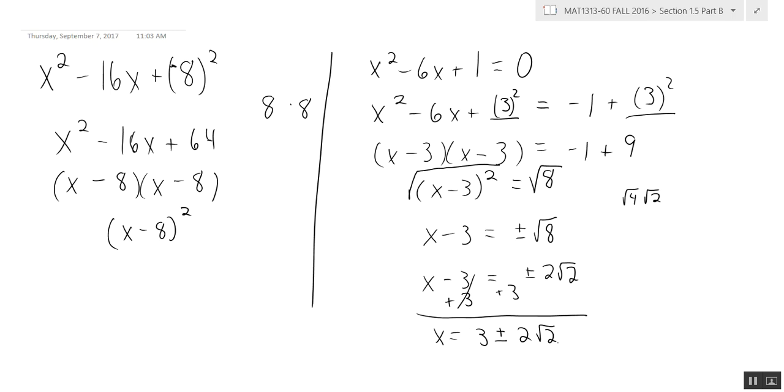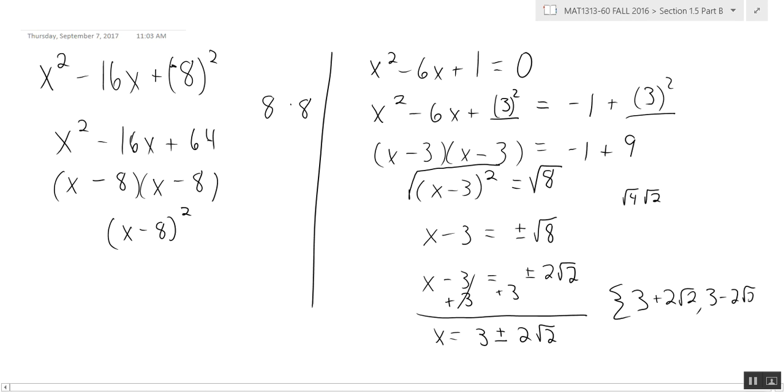Now remember, that's 2 answers. Anytime you have plus or minus, you have 2 answers. So my 2 answers, or my solution set, is 3 plus 2 square roots of 2 and 3 minus 2 square roots of 2. That's how you want to enter your answers for your online homework.